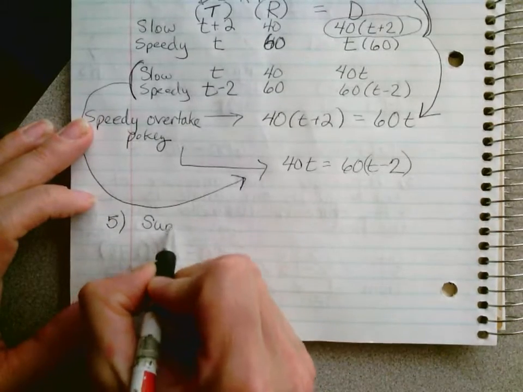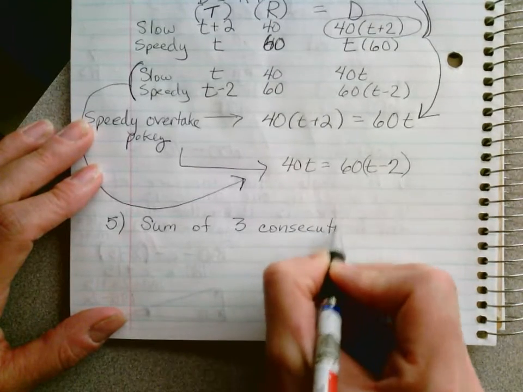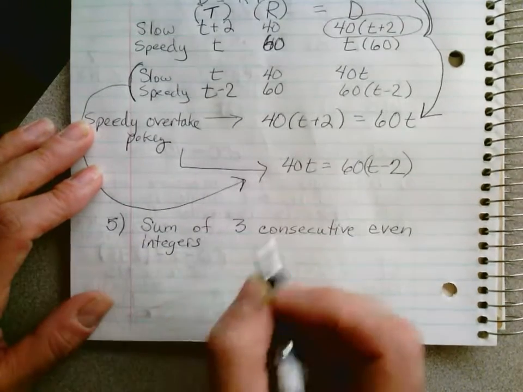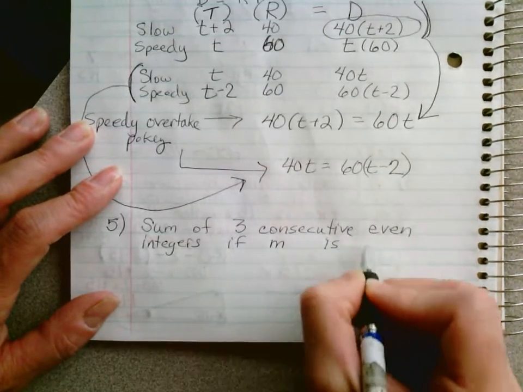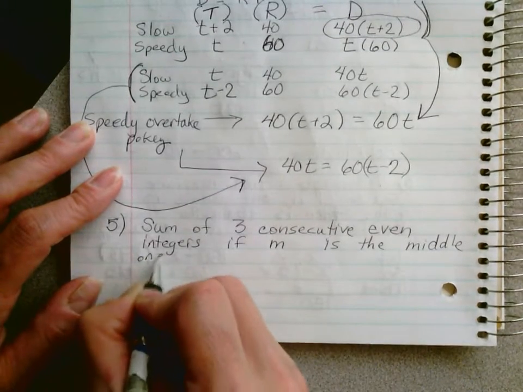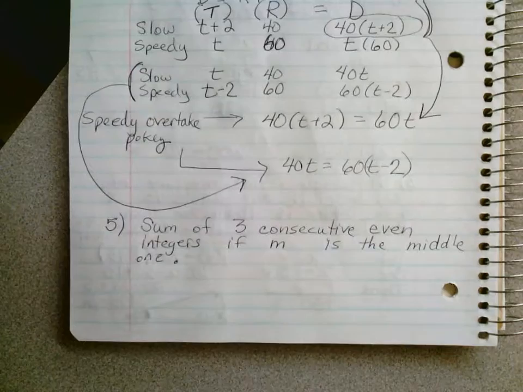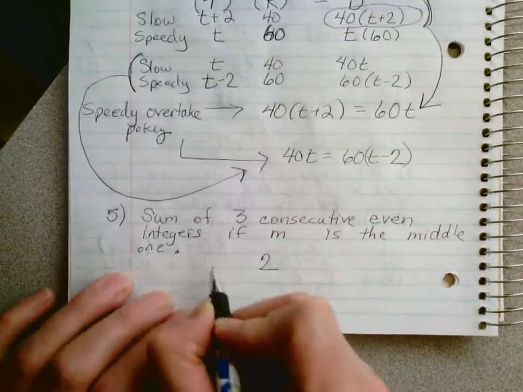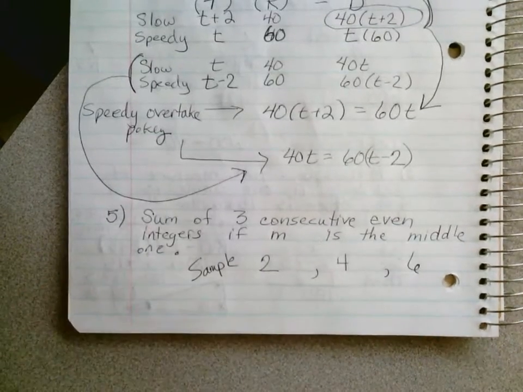Give me the sum of 3 consecutive even integers if m is the middle one. Give me 3 consecutive evens just off the top of your head. 2, 4, 6, bravo. We're going to use these as my sample, and I'm going to play off of these. 4, 6. There's my sample.